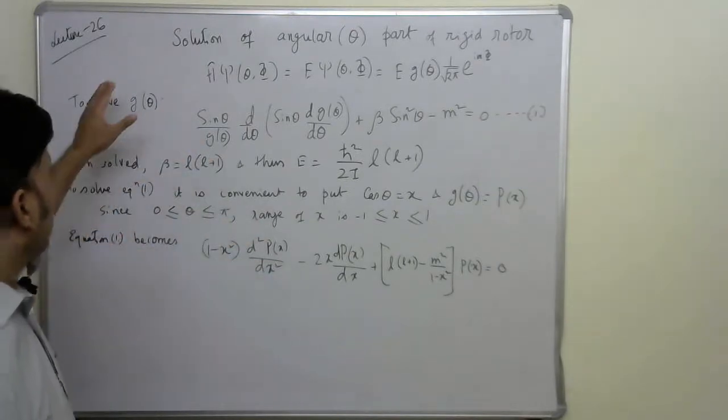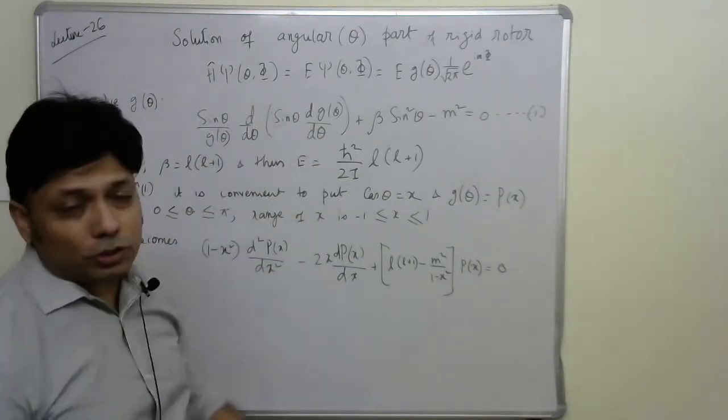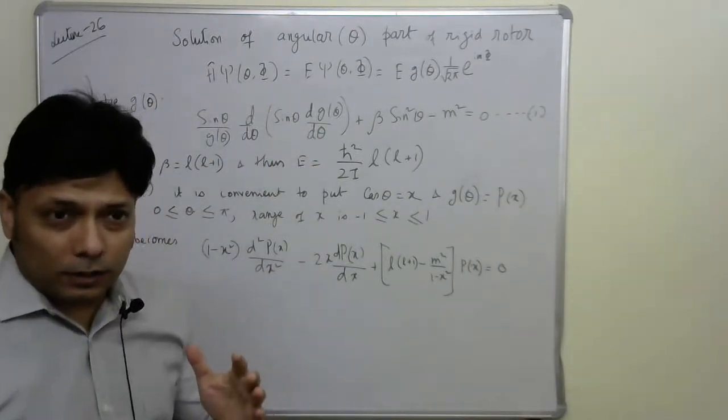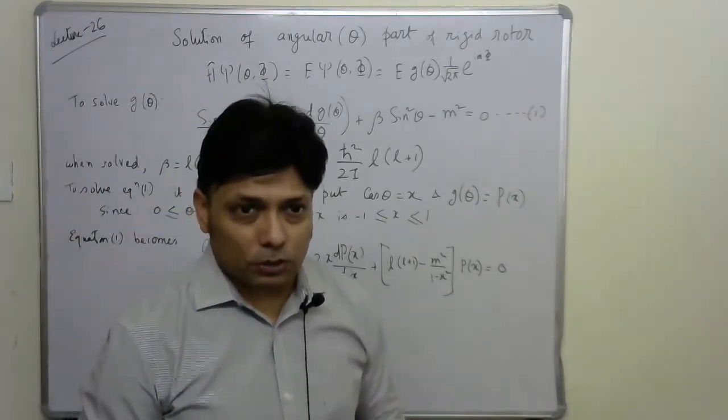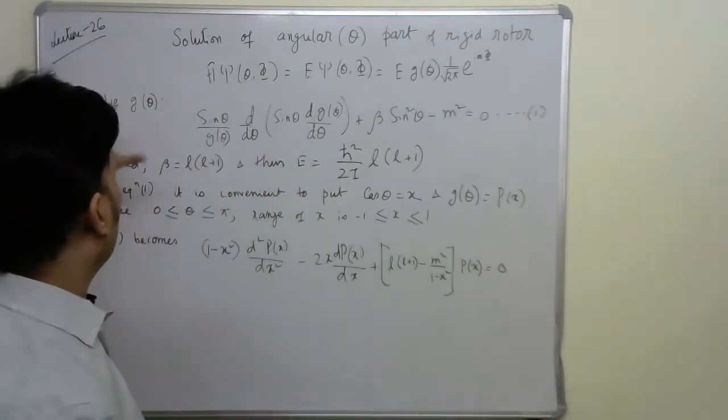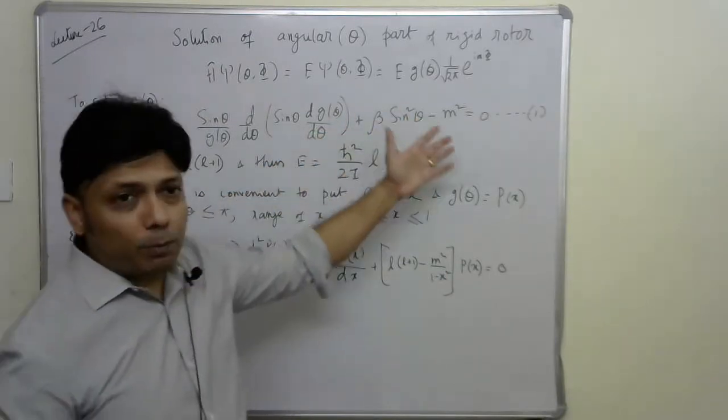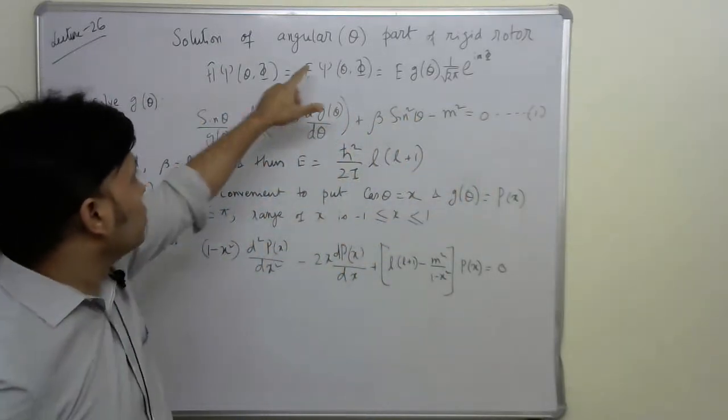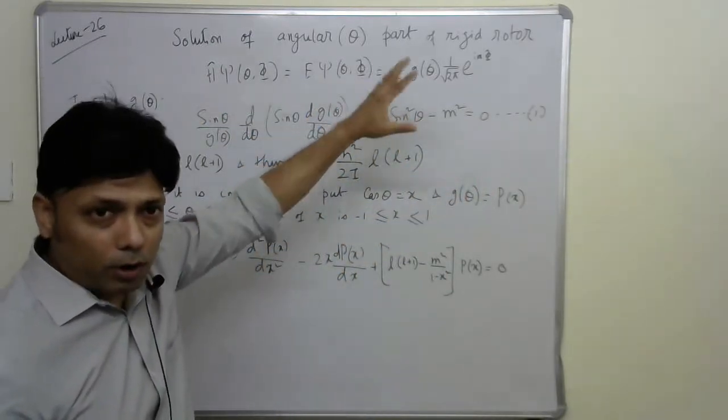In last class we have been discussing the solution of the energy levels of a diatomic rigid rotor. We have already solved the phi part. Today we are going to solve the angular theta part.